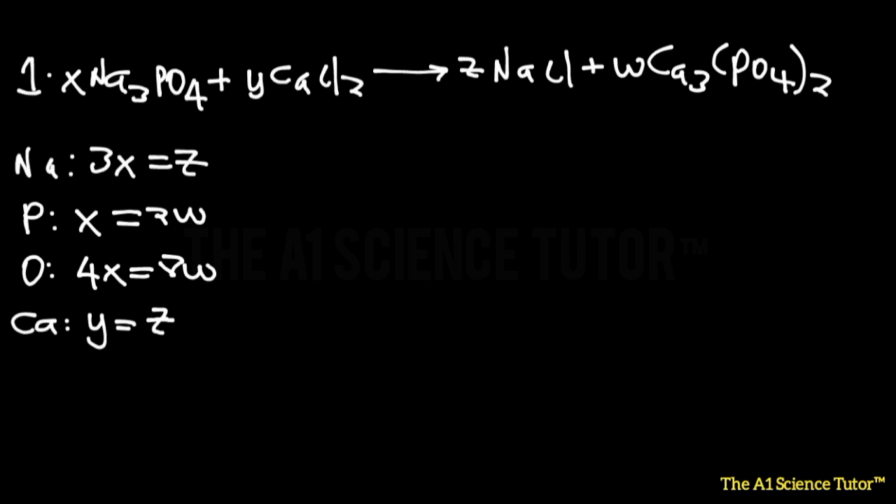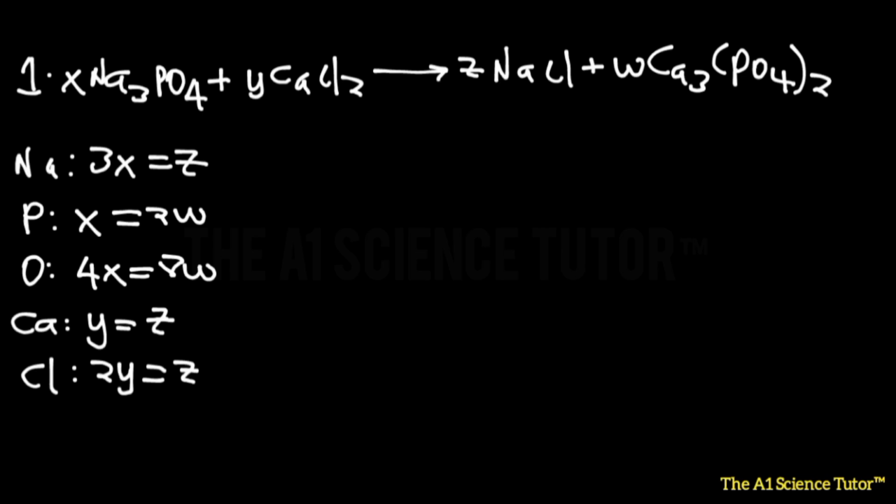That's okay. So we just need to add up chlorine. Chlorine on the left hand side, we have 2 atoms of it, multiplied with y, so that gives us 2y. Then on this side, we have z moles, because here we have just 1, multiplied by z, so that gives us z. So these are the equations that form as a result of the chemical elements that we have.